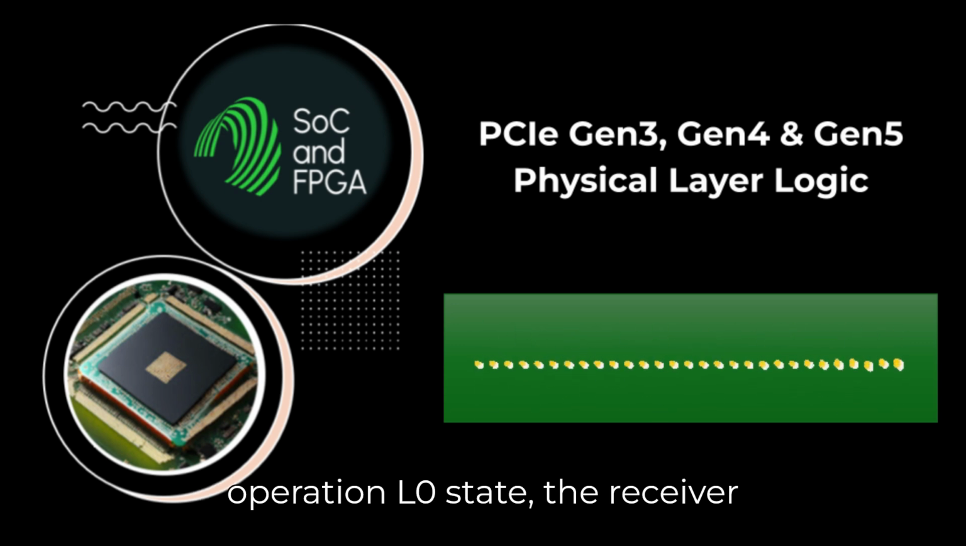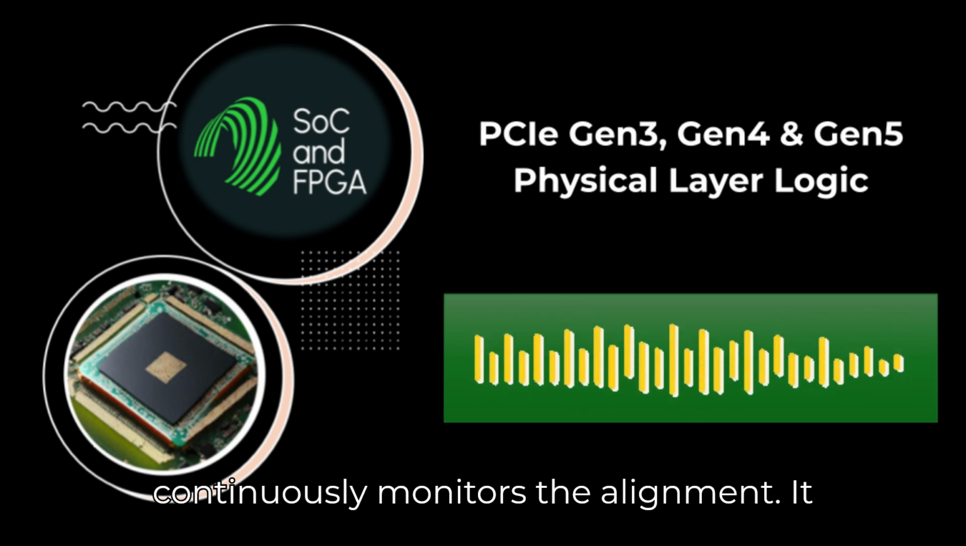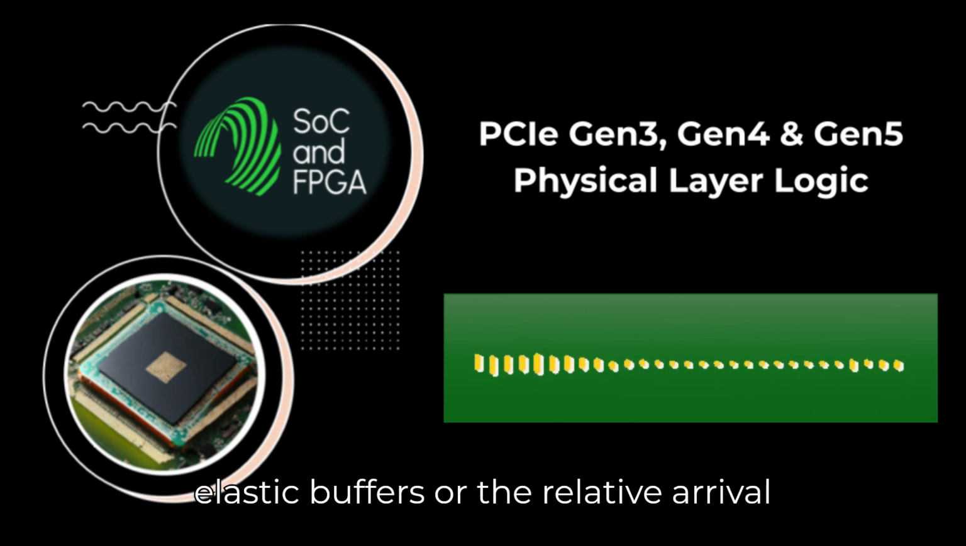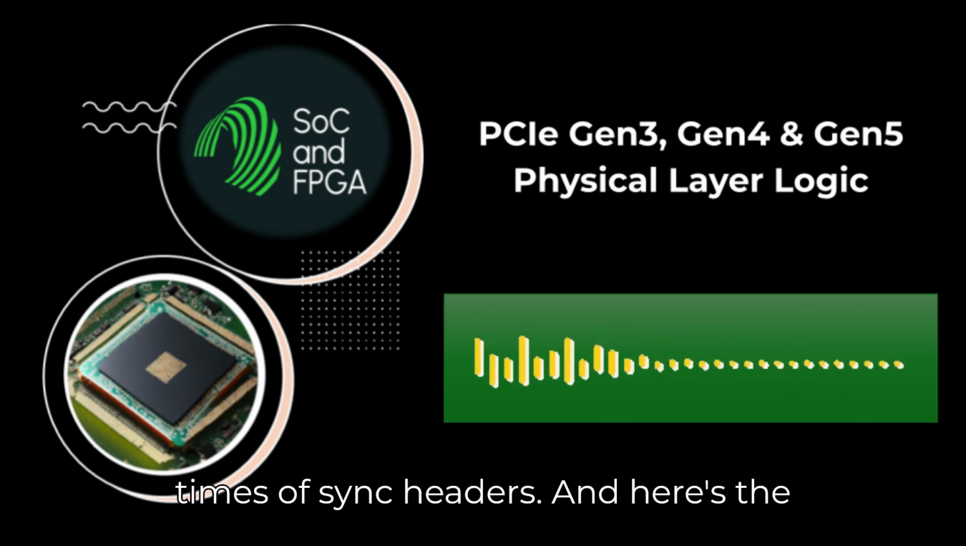Then, during normal operation, L0 state, the receiver continuously monitors the alignment. It might look at the fill levels of the elastic buffers or the relative arrival times of sync headers. And here's the clever part.